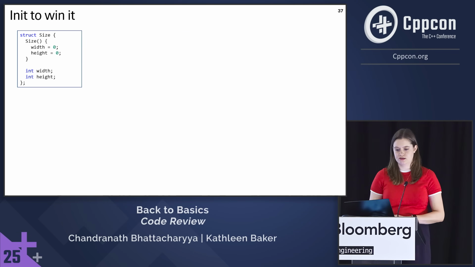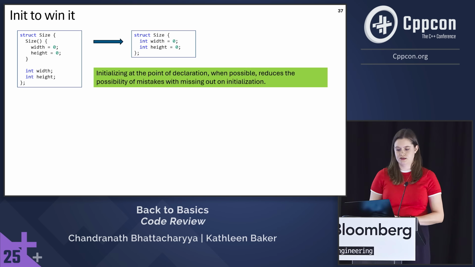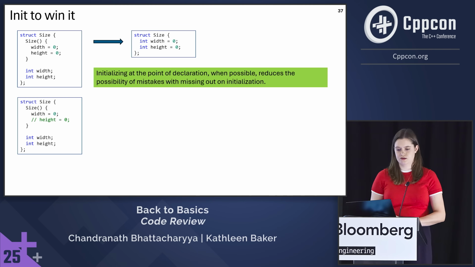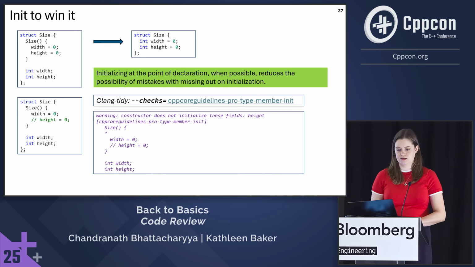Thank you. So now we'll talk about class design. First off, init to winit. We have a struct Size, and we're initializing member variables in the constructor. Instead, you should initialize them at the point of declaration. This reduces mistakes, like missing out on initialization. For example, here, we're not initializing height in the constructor. There's a clang-tidy check, cppcoreguidelines-pro-type-member-init, and this will catch it.